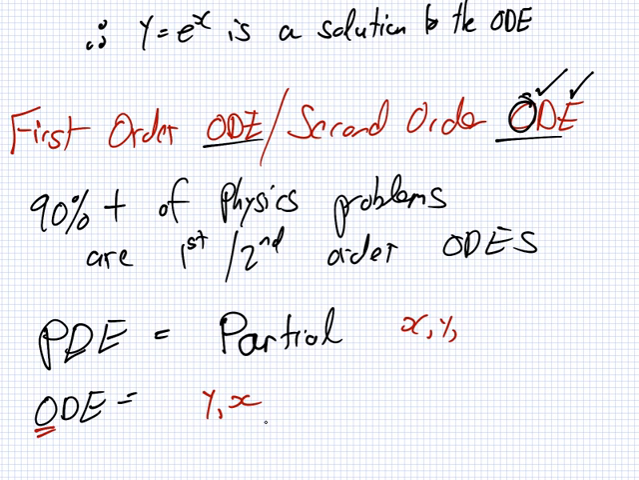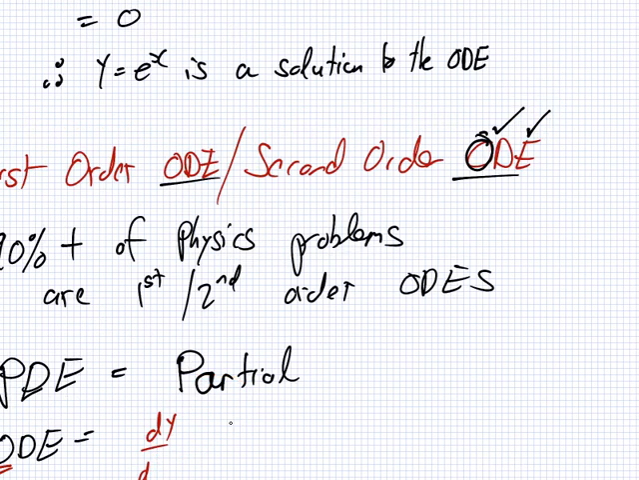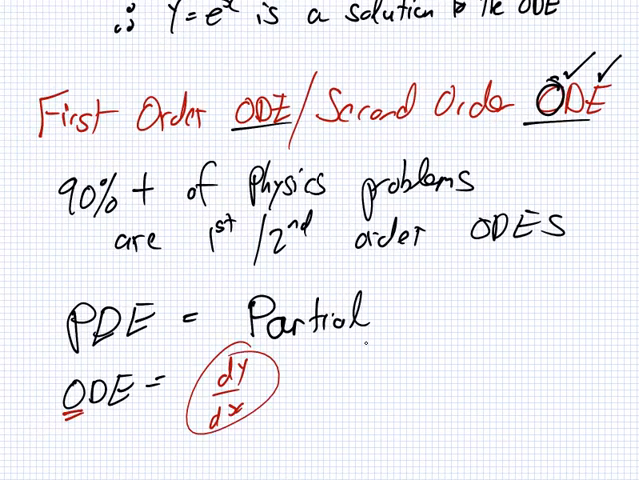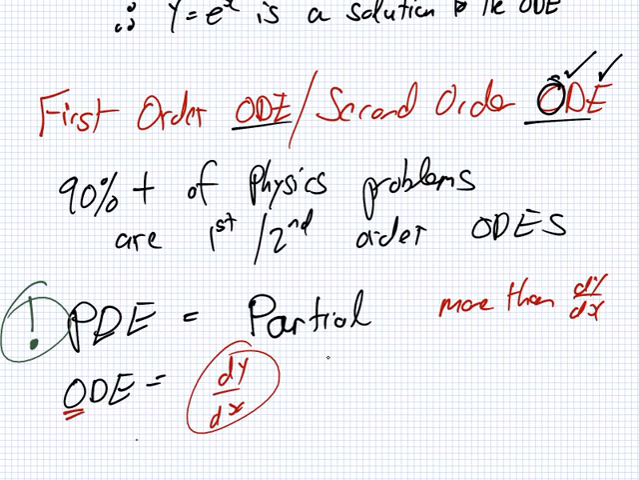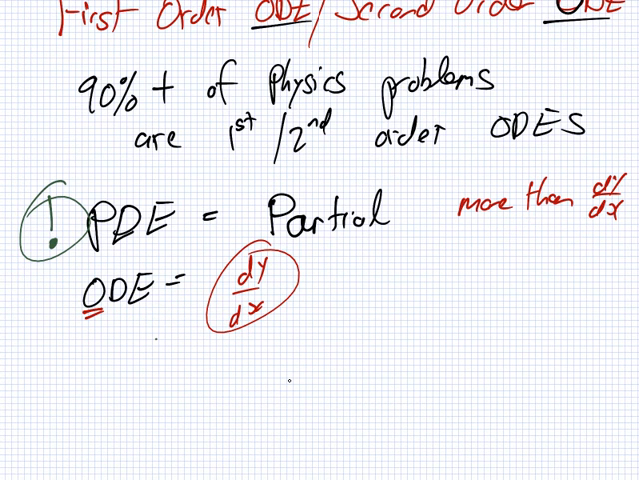Actually, we'll say it like this. ODE has dy dx in it, whereas partial differential equations have more than dy dx, which makes these ones extremely difficult to solve. Maybe you'll do this in year 3. Can you show us one? Like an easy one? No, but you'd be surprised that they look very similar to these. It's just how to solve them is very difficult.